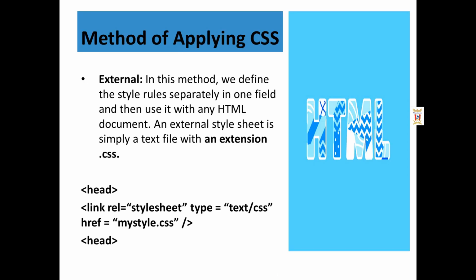The last type of CSS is the external. In this method, we define the style rules separately in one file and then use it with the HTML document. An external CSS sheet is simply a text file with the extension .css.